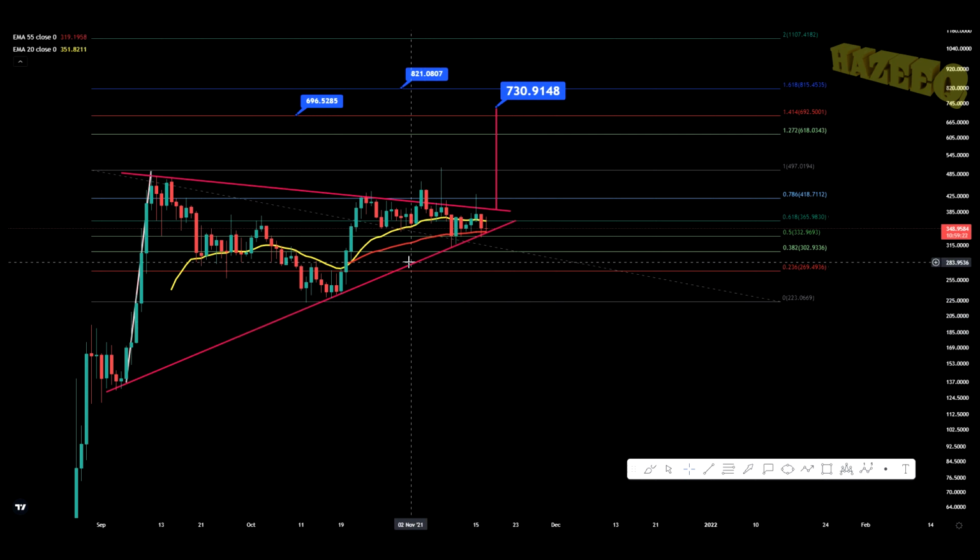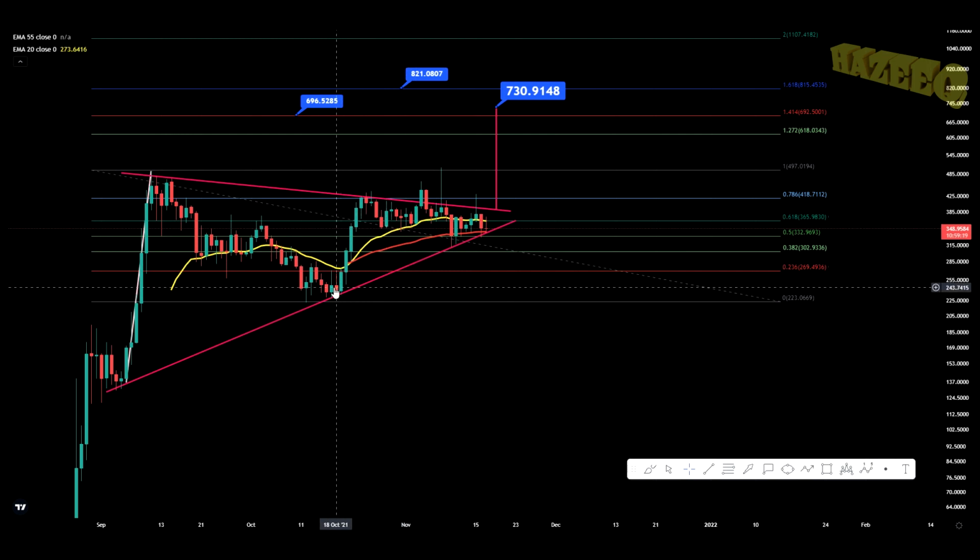Today we're taking a look at Moonriver, ticker MOVR against USDT.